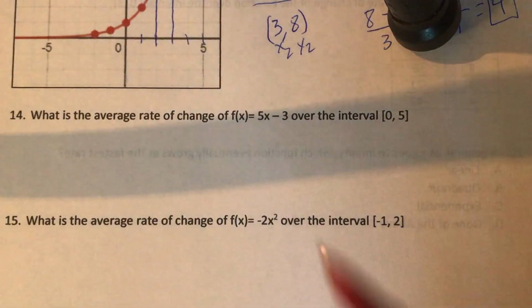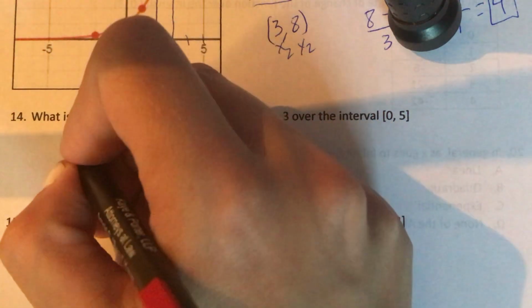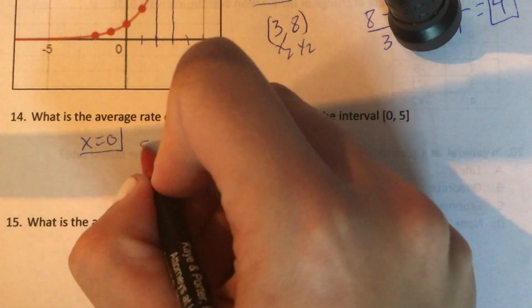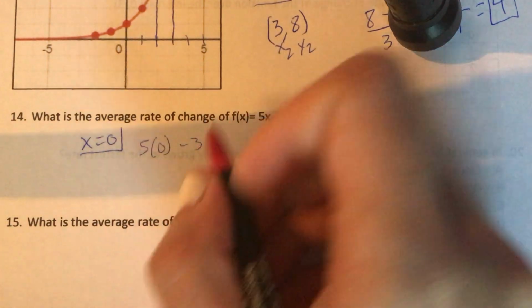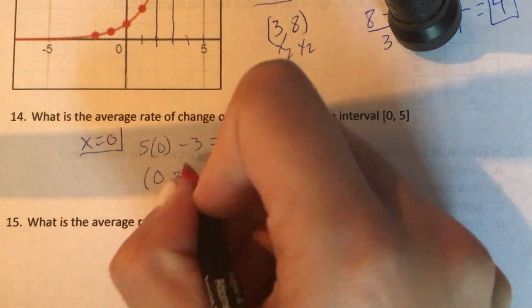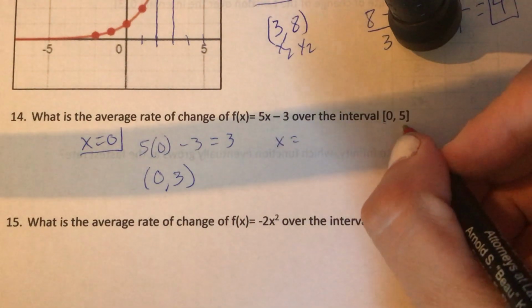All right, then we're going to look at an equation. This one involves a little more work. We're going to start with x is equal to 0. When x is equal to 0, I'm going to plug it in. 5 times 0 is 0, minus 3 is -3. So my point here is 0, -3. Then I'm going to do the same thing over here, but with 5, because that's what is given to me.